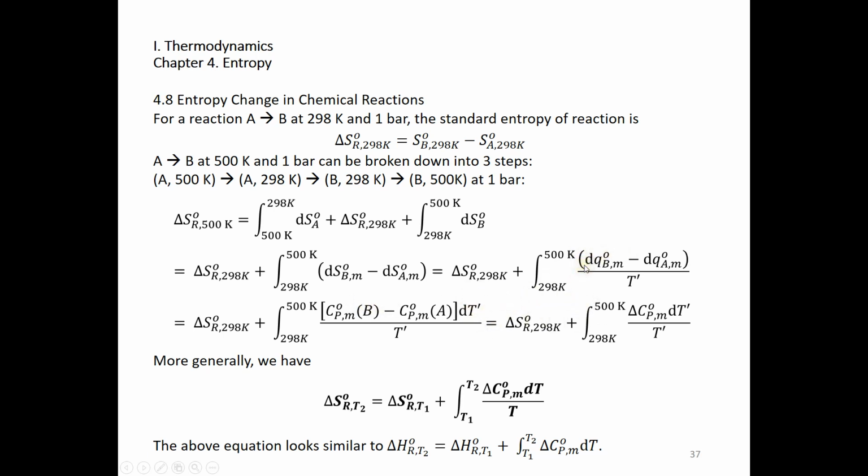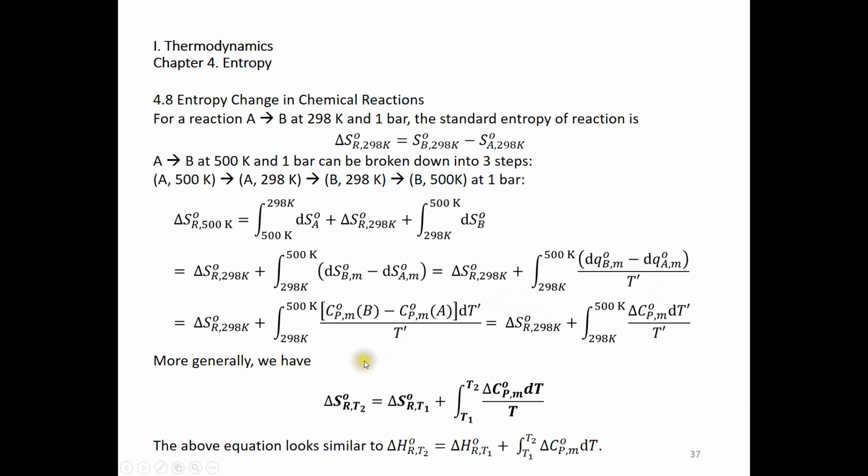So we rewrite dq as C dT for B and also for A. When we look at this, it's just the change of the standard CPM in the reaction. So over here it's the change, with a delta sign, of the molar heat capacity under the standard condition. So again, this superscript means 1 bar or standard condition.